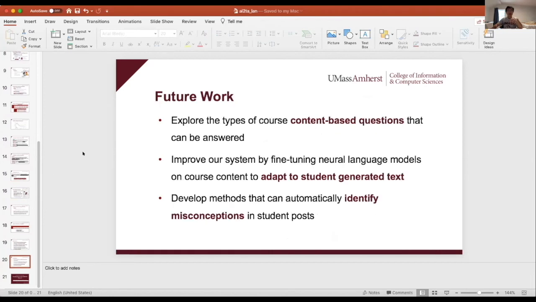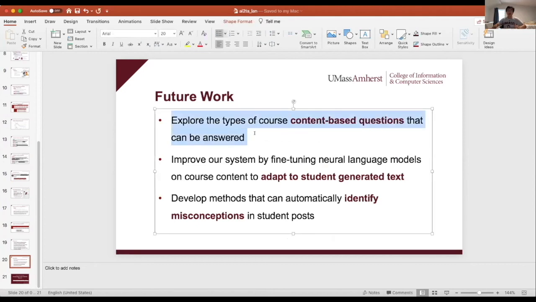Let me see. So yeah, I think there are a lot of cool works that can come as a follow-up to this, and Neil and I are exploring a lot of these interesting new directions. Specifically, for content-based questions that involve more reasoning, if we know that automatically answering is not possible, can we at least extract relevant course documents and recommend them to the students for remedial study, to help them rethink their question?